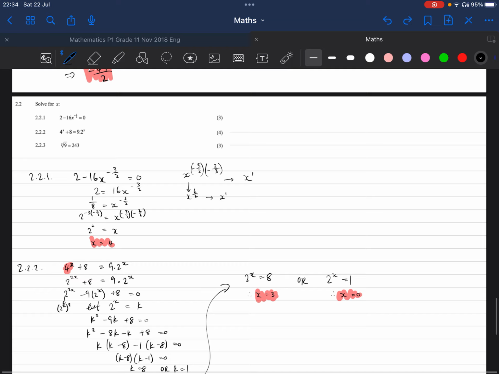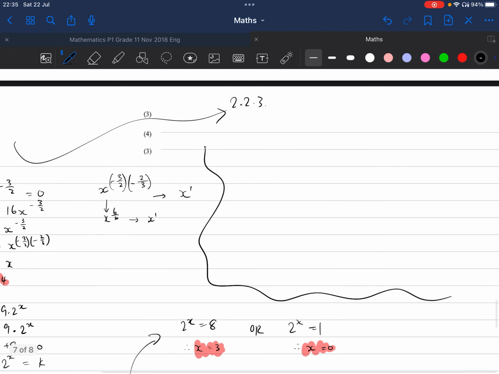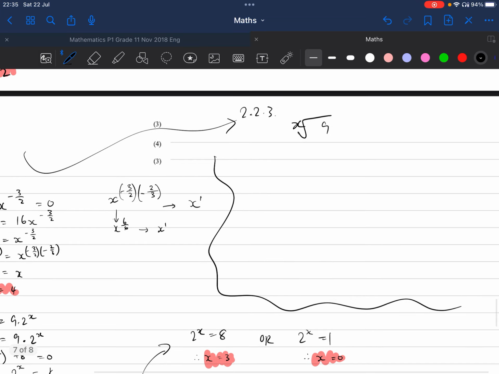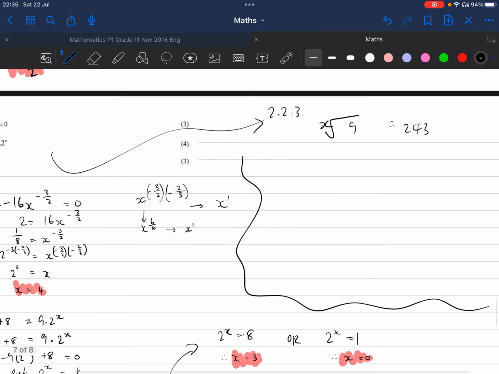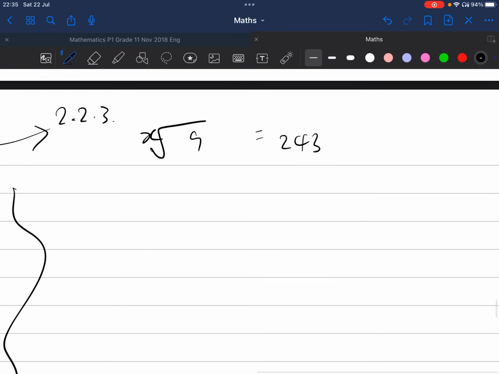Let's now look at 2.2.3. So I'm just going to do it over here. Okay, so 2.2.3. The xth root of 9 equals 243. Okay, now how do we solve this? This looks very ugly, but I assure you it's very easy.